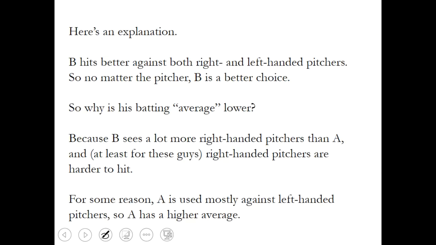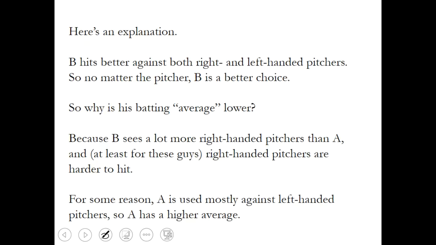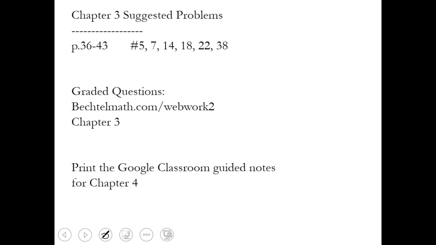Well, in baseball, B is hitting better against both left and right-handed pitchers. So no matter which pitcher, B is going to be better. But his batting average is lower. B sees more right-handed pitchers than A. So let's go back and look at that. Right-handed pitchers, A's only been up against 22 times. B, 119. Right-handed pitchers are harder to hit against. So A is being mostly used against left-handed pitchers. So A ends up having a higher average. Now, that's Simpson's paradox. So you can get conflicting information.